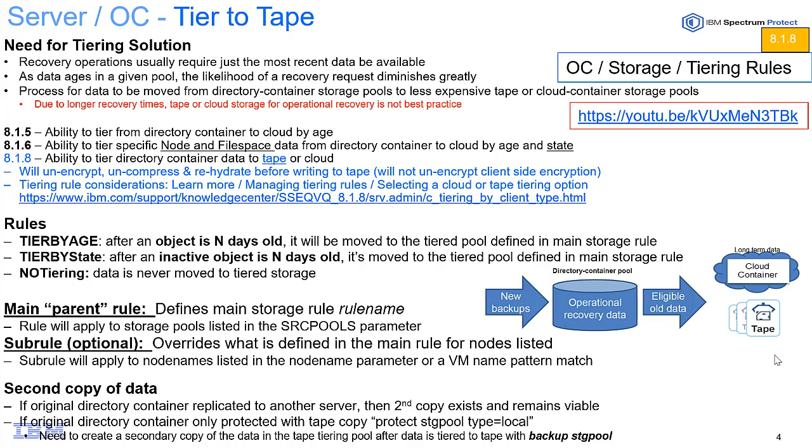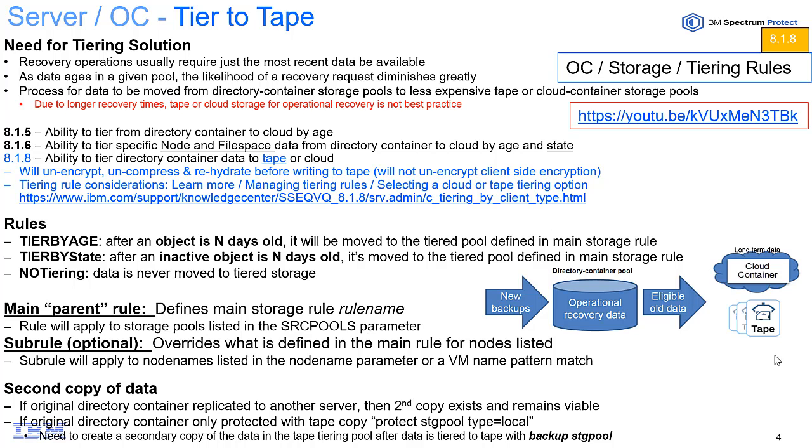So back in version 8.1.5 of Spectrum Protect, we introduced the ability to tier from directory container to cloud based upon the age of the data. In 8.1.6, we introduced the ability to tier node and file space data from a directory container to a cloud by both the age and the state, for instance, either active or inactive data. And in this version, we're adding to that the ability to tier directory container data out to tape as well.